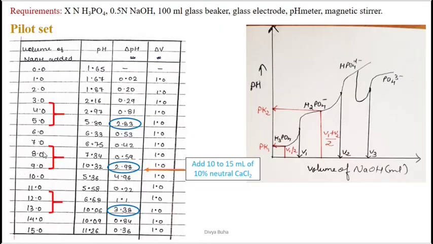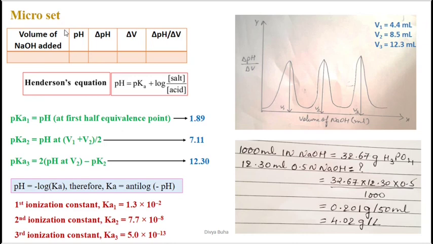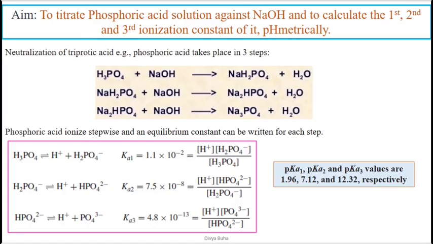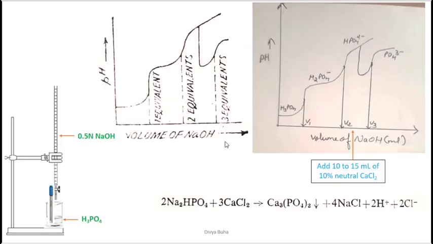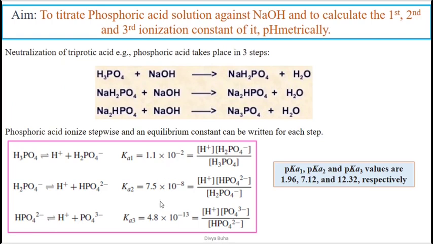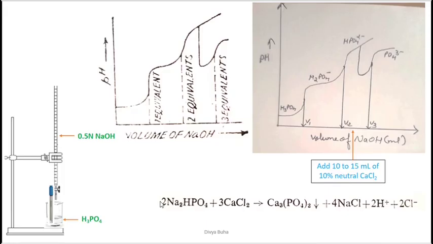This 8.5 is between 8 and 9 ml, and this last one, 12.3, is between 12 and 13 ml. Okay, wherein we have taken the micro readings in the micro set, right? So the micro set is basically used in order to find out the exact equivalence point. Once all three equivalence points are obtained, you can easily find out the ionization constant values, which is the aim of the practical. Okay, first, second, and third ionization constant values. And I have already told you the standard values at 25 degrees Celsius, right?